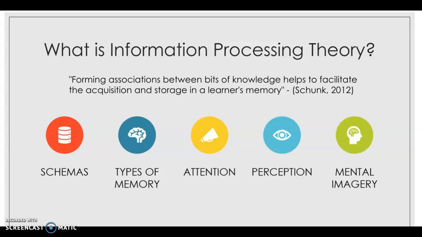Several types of memory are defined in information processing theory. Short-term or working, long-term with its unlimited capacity, verbal and visual. Long-term has two subcategories of episodic and semantic. Episodic deals with time and place, while semantic deals with general understanding.